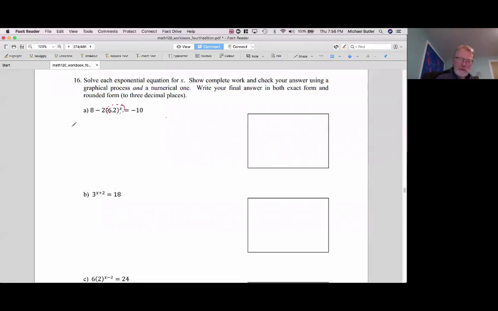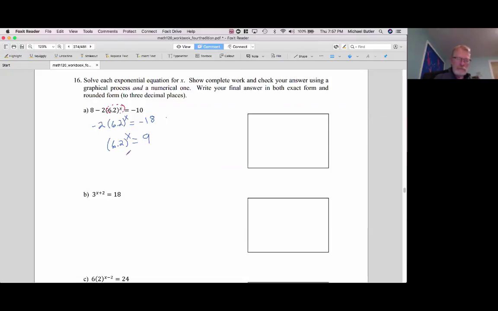So to do that in this case, I'm going to first of all subtract 8 from both sides. And if I do that, I'm going to get negative 2 times 6.2 raised to the x is equal to negative 18. Is that okay? All right, now I'm going to divide both sides by a negative 2. That gets me 6.2 raised to the x is equal to a positive 9, right? Because a negative 18 divided by a negative 2 gets me back a positive 9. So far, so good?